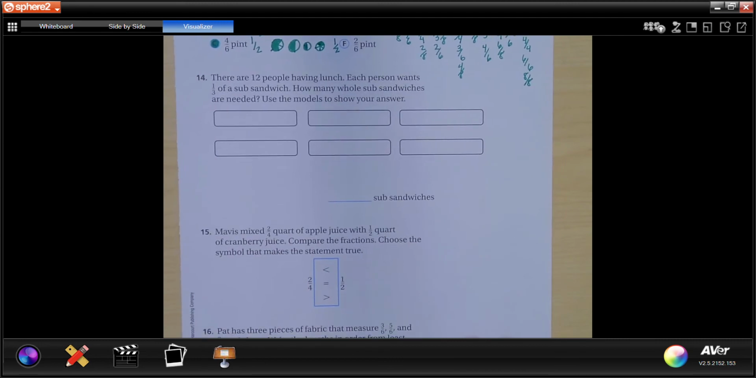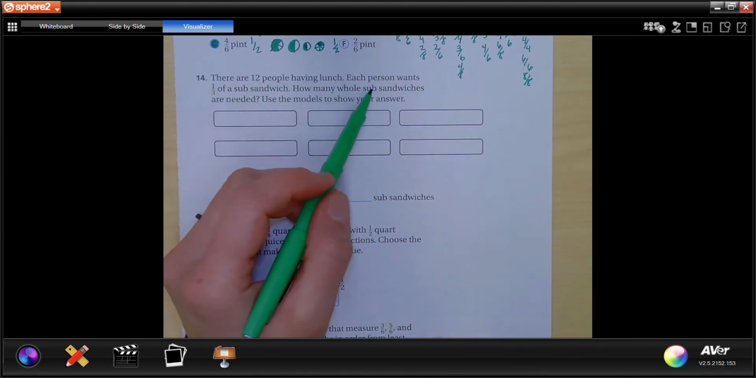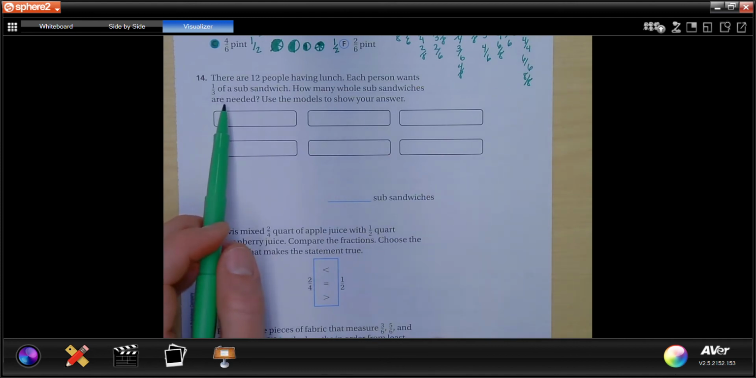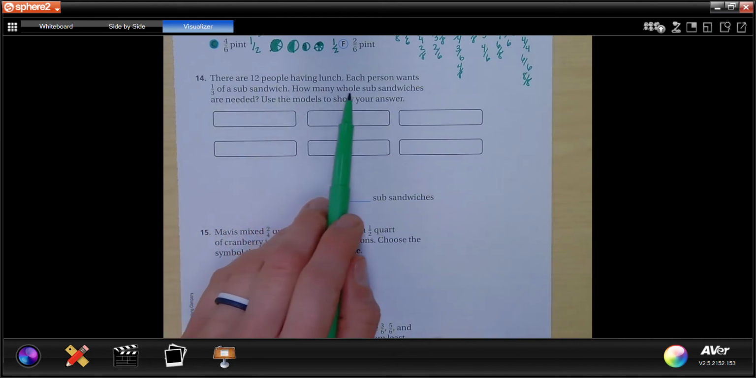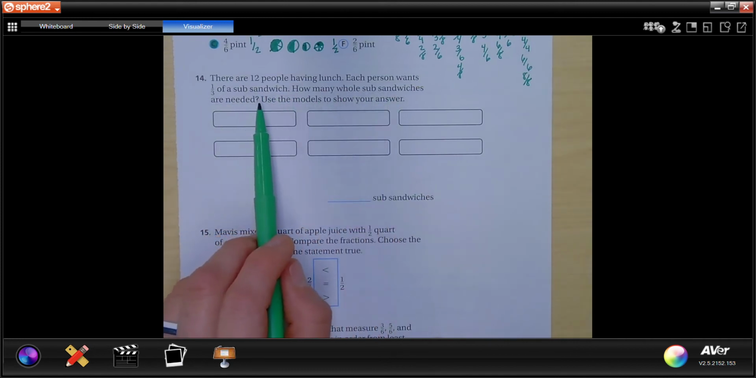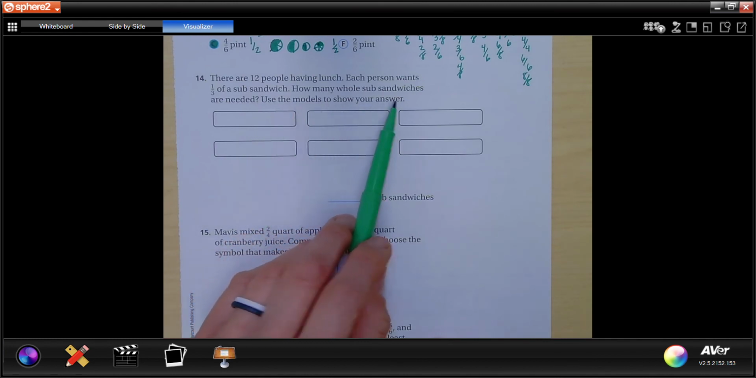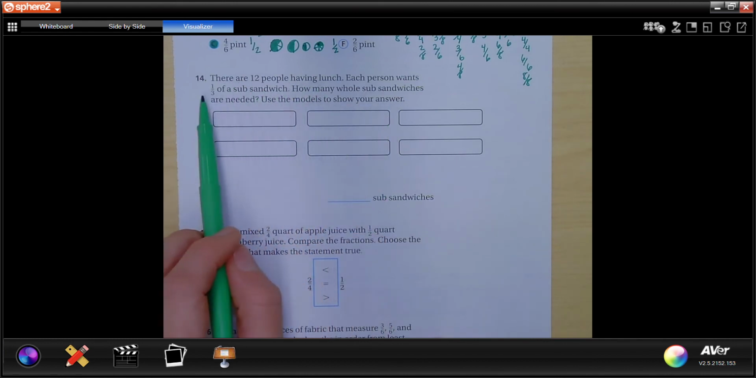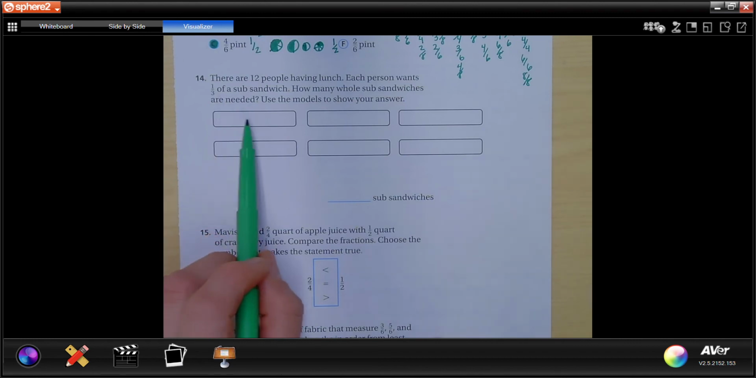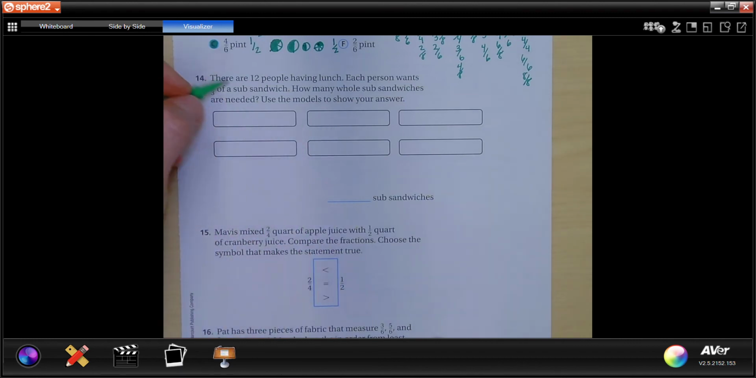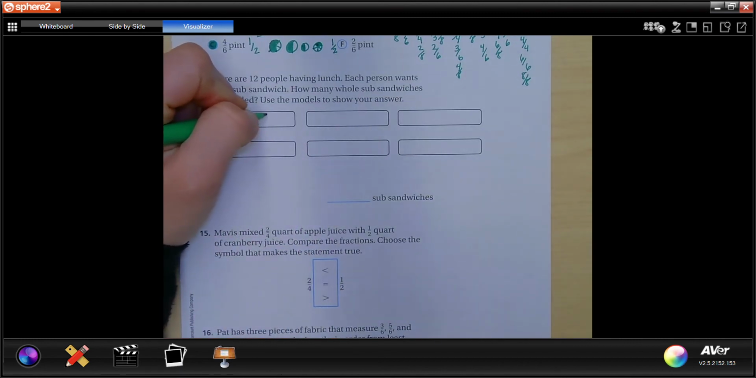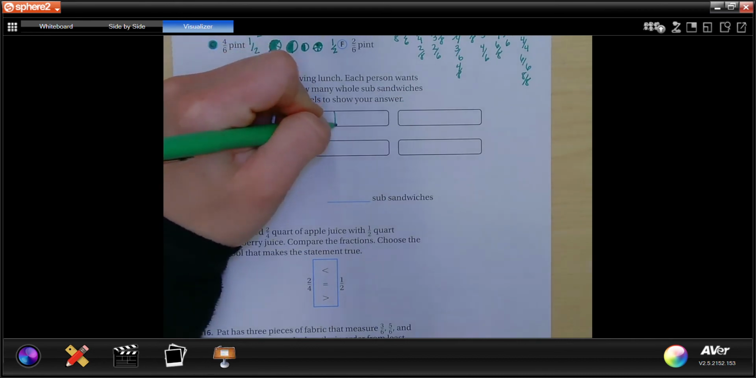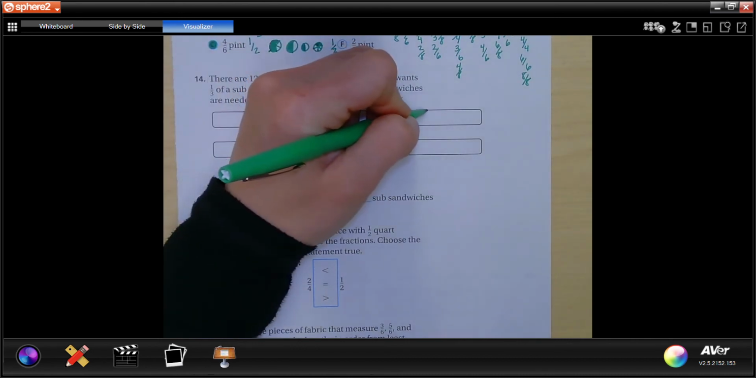Alright, moving on to number 14. There are 12 people having lunch. Each person wants 1/3 of a sub sandwich. How many whole sub sandwiches are needed? Use the models to show your answer. Well, there are 12 people and each wants 1/3 of a sub. So if this is a sub, let's cut it into thirds. We'll cut all the subs into thirds.